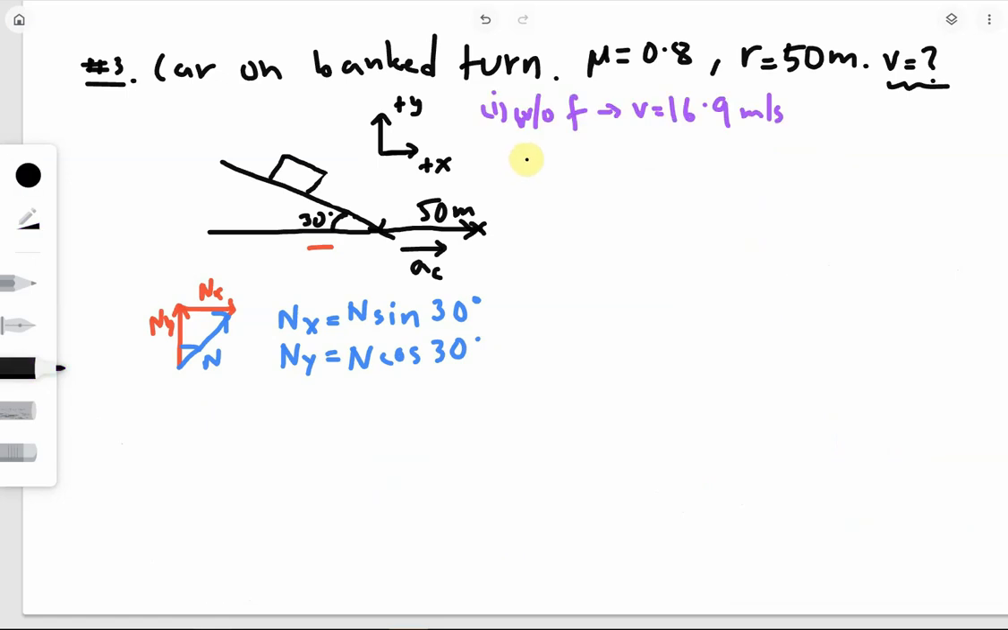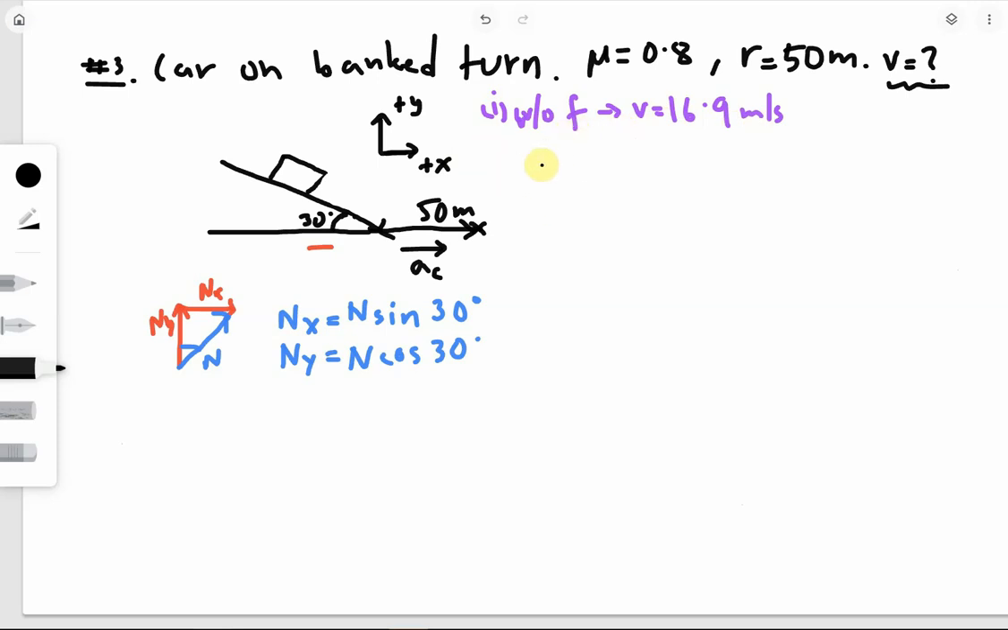Now let's consider the problem with friction. Without friction, it is not really realistic for cars to be able to turn safely on a banked curve, because friction actually helps us maintain balance. But regardless, this is a simplified scenario, so this is the safe speed for when there is no friction. What happens when there is friction?